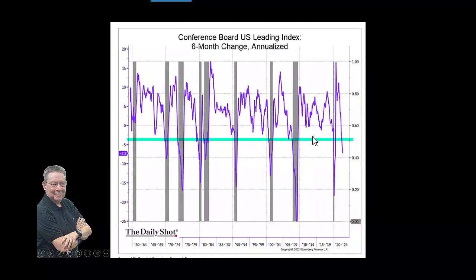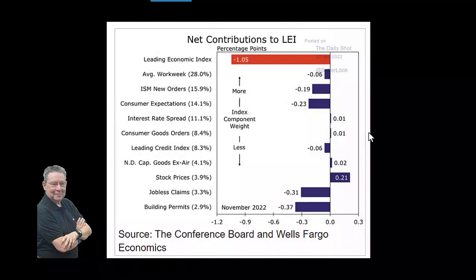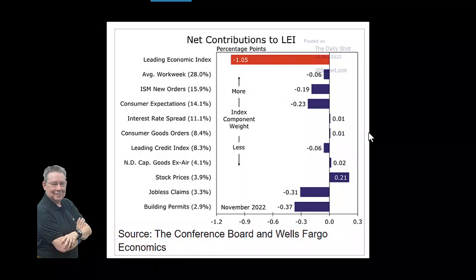Now, here you can see it works great. Negative, negative, negative, negative, negative. Come on, this has got a tremendous track record. Back here, it didn't quite turn negative back in 1959. I know you remember it well, and you were pretty irritated that the LEI didn't call that recession, but it was contracting sharply, so we'll give it half credit on that one. But all the other recessions were led by the LEI. Tremendous track record.